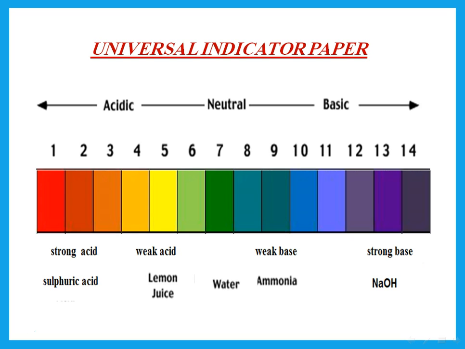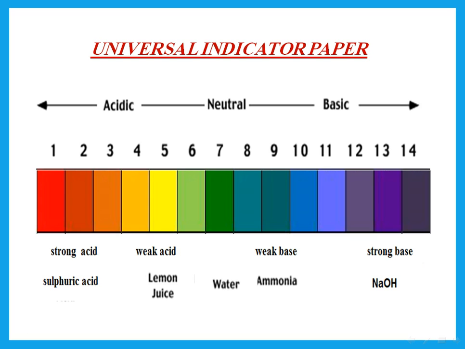Now, you should know that if I put my universal indicator paper into a strong acid, like sulfuric acid or hydrochloric acid, it will give the same color as litmus. So it will give red. If I put it in a strong base, it will give blue, just like litmus. So remember that strong acid and strong base have the same colors as litmus.